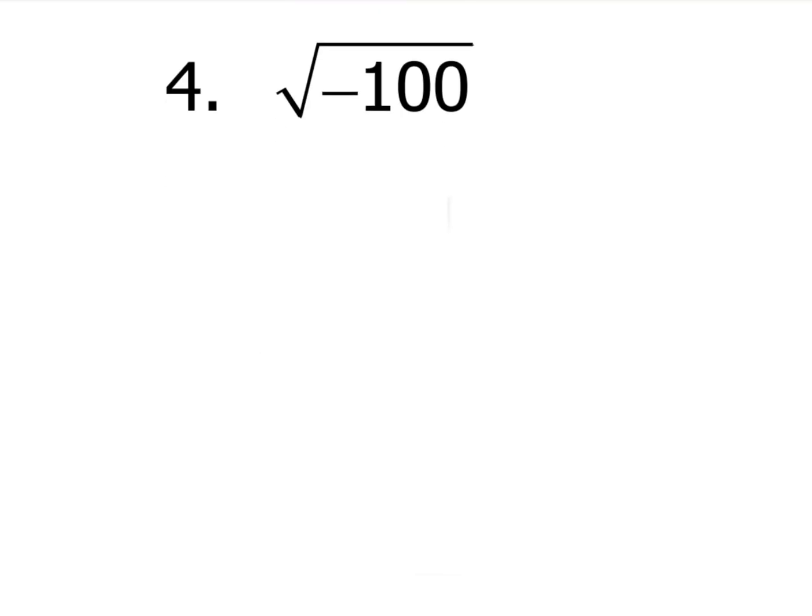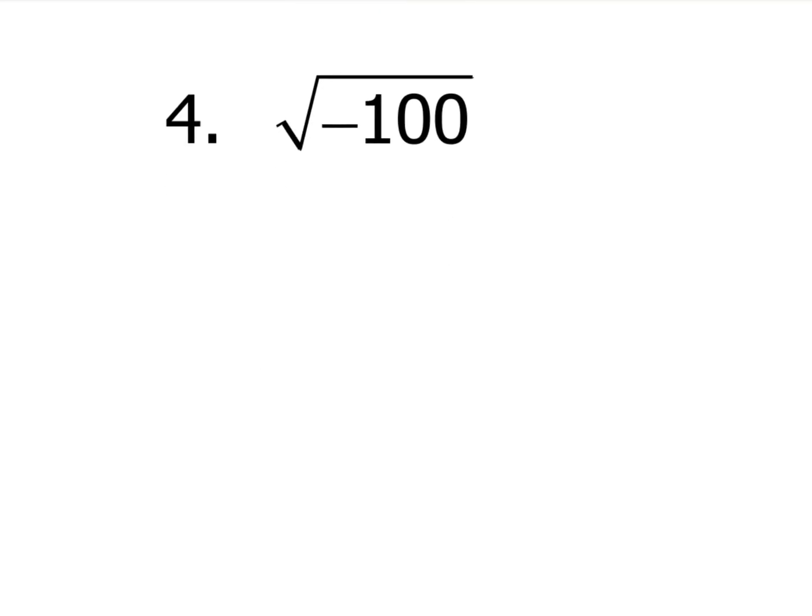Okay, let's look at number 4. Number 4 has a negative on the inside. When there's a negative on the inside, you have to check what kind of root you're taking. Now, when there's no root written there, you're taking a square root.